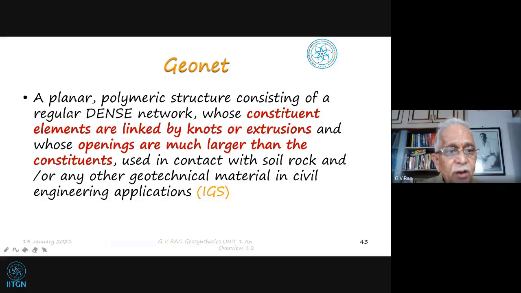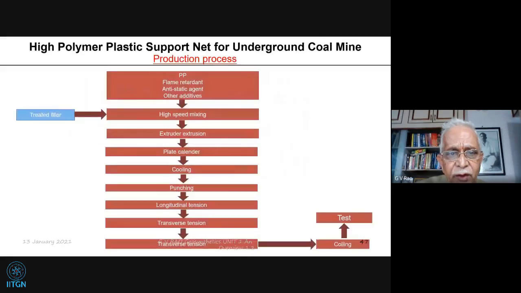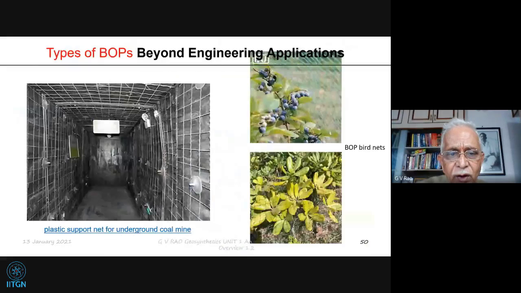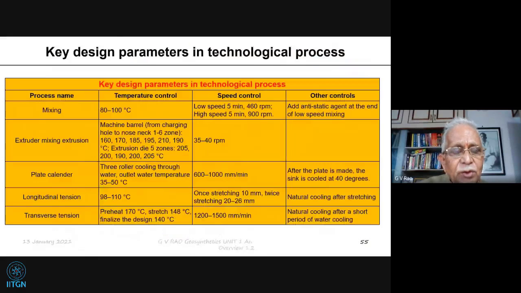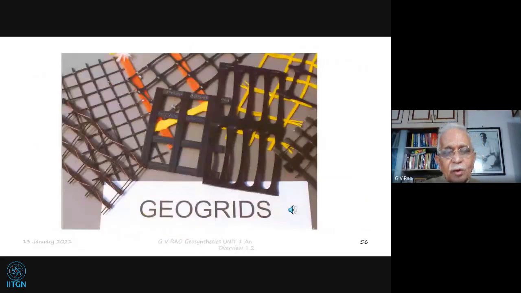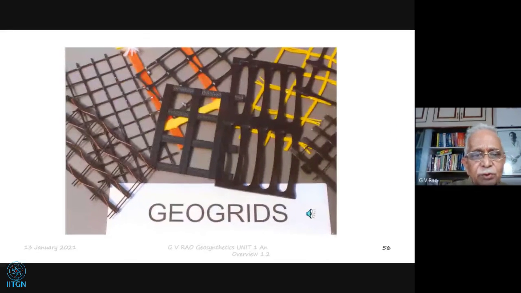We are calling of a regular dense network, and nowhere we are talking of basically the engineering part of it, the strength and other things we are not going to talk of now. Okay, so that is what we defined as a geonet now, which is a forerunner for geogrids now. But more than that, we will see how well the geonets are used, which becomes a very common component in other materials which we are going to see today itself.